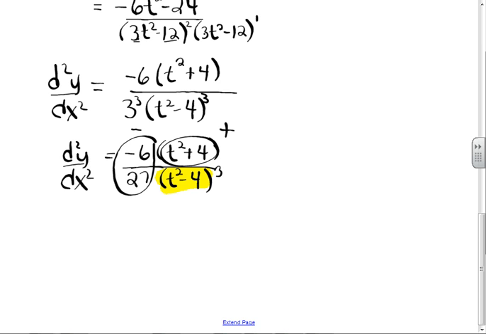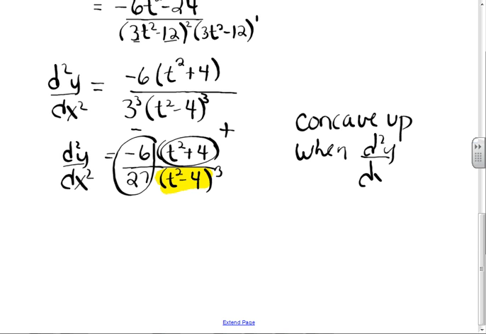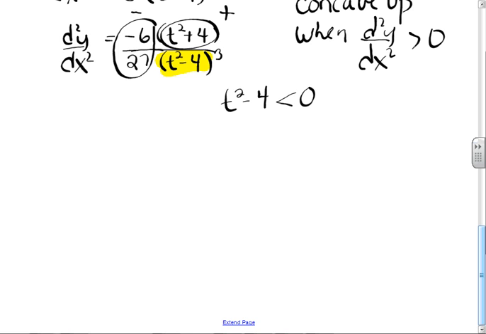Cubed, pardon. Okay? Now, I think I'm looking for concave up, correct? Yeah. And when you're concave up, when the second derivative is what? Greater than 0. The only way for that to happen is for what? T squared minus 4 has to be what? Negative. You could leave it cubed, it doesn't really matter, because I could cube root both sides.